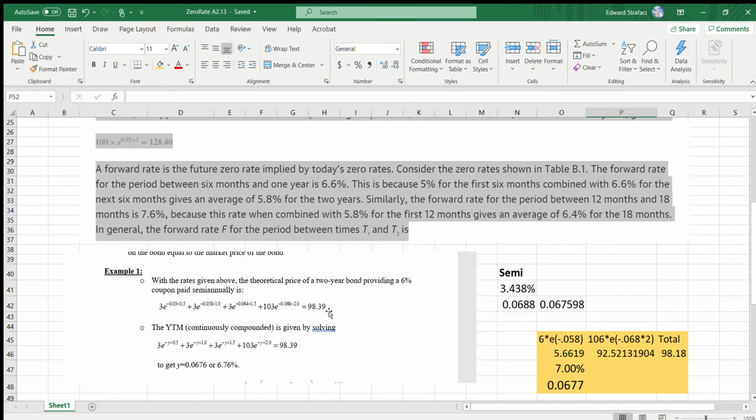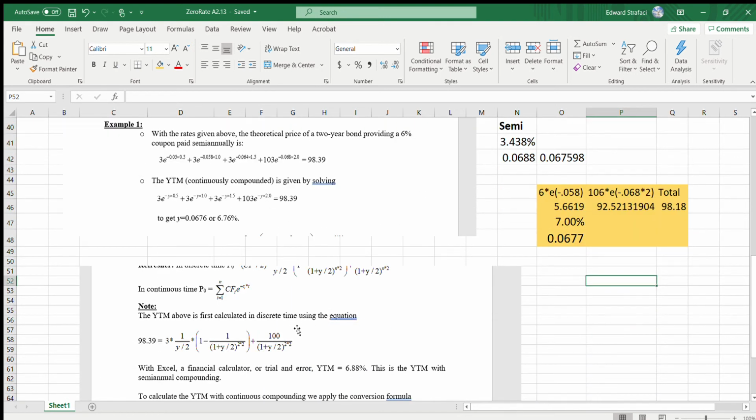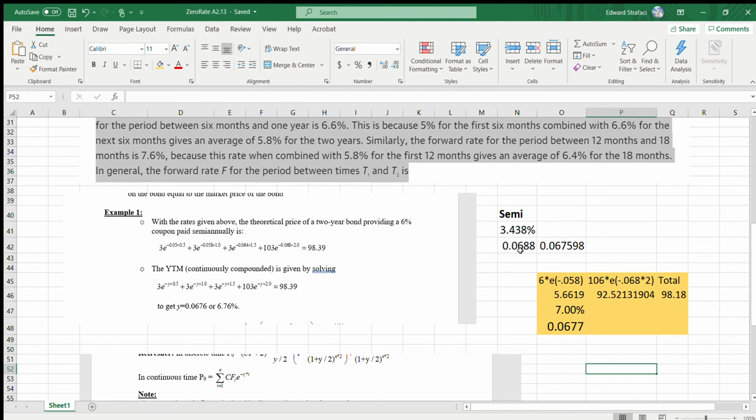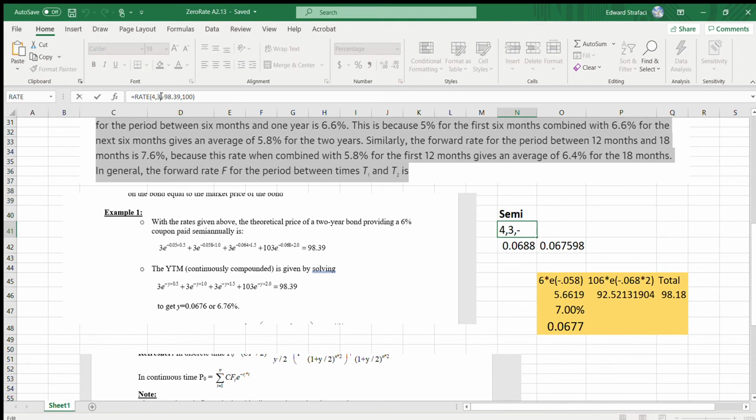So now we know what the price of a 2-year bond using the theoretical zero rates at 6% would be worth today, 98.39. So the next thing I'd like to know is how do I find first the semi-annual yield. Now you could use this equation, or you can make it easy and just use Excel. So if I go to Excel and I plug in the 4 periods, the payment would be 3. The present value, now that I know, is 98.39. Now I have that number, that's what I'm paying today. And 100 would be what I get at the end.